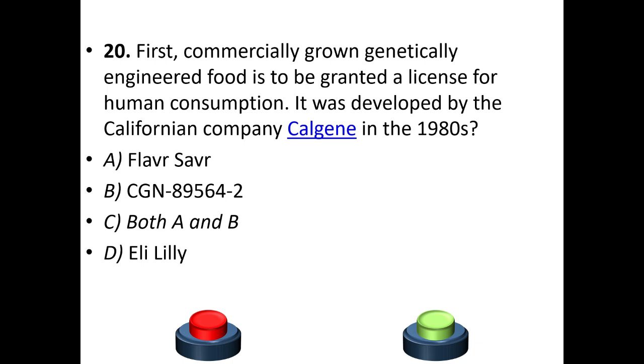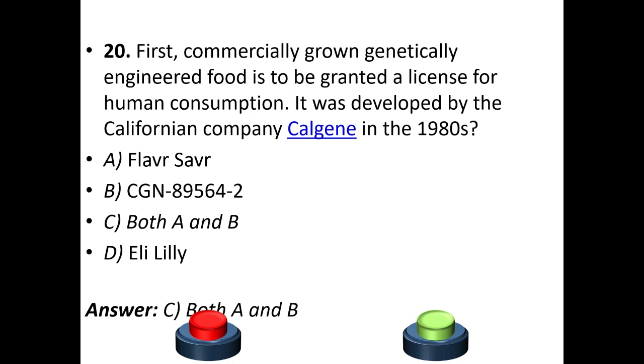20th question, the first commercially grown genetically engineered food to be granted a license for human consumption was developed by the Californian company Calgene in the 1980s. A. Flavr Savr, B. CGN 895642, C. Both A and B, D. Eli Lilly. Which is the answer? Your answer is C. Both A and B.